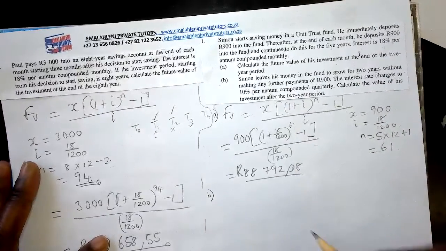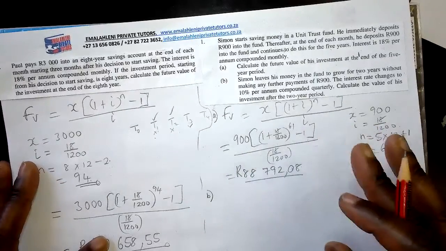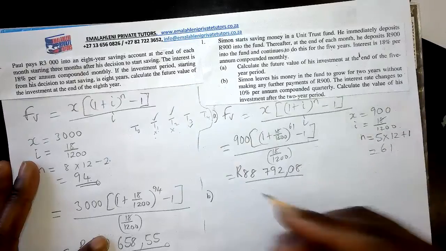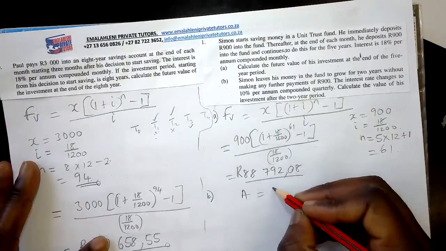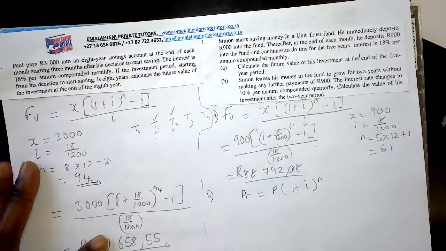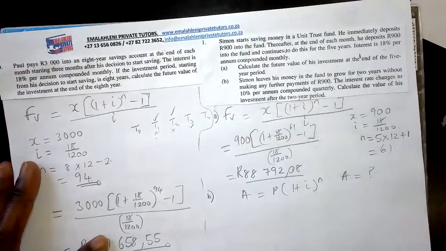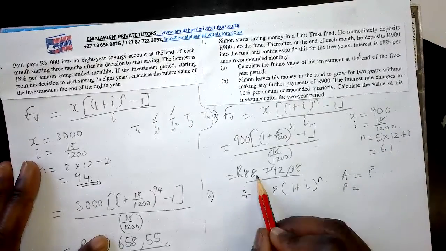Now, here's the trick. This one now is going to compound because he's not making any other payments. This is going to compound, it's going to increase. How does it increase? It increases using the formula A equals P(1 plus i)^n, the compound formula. What is our A? Our A is the one that we want. What is our P? Our P is the principal, which is this amount.